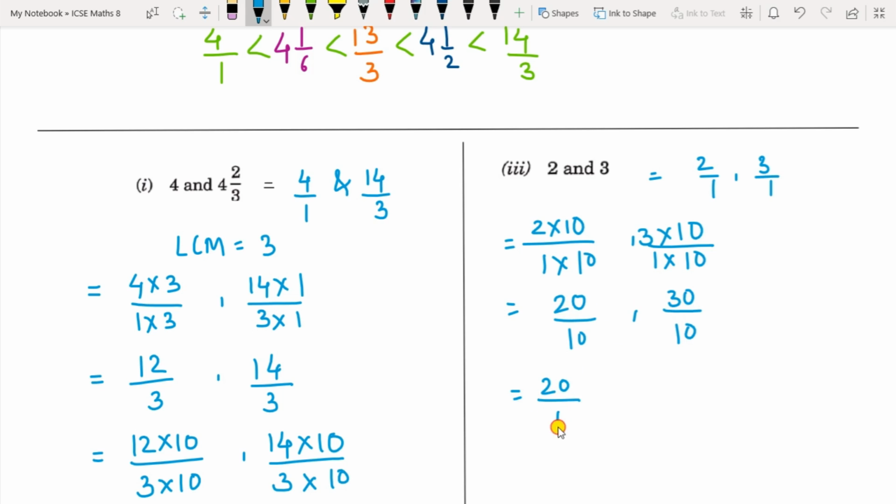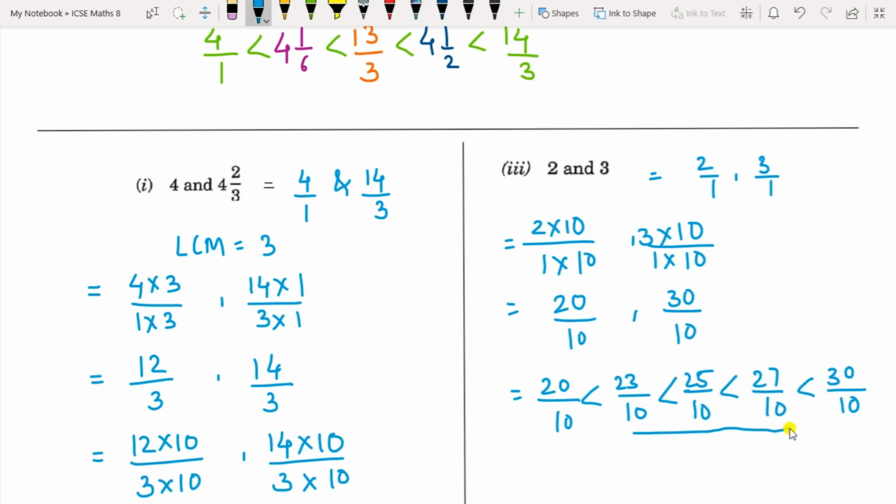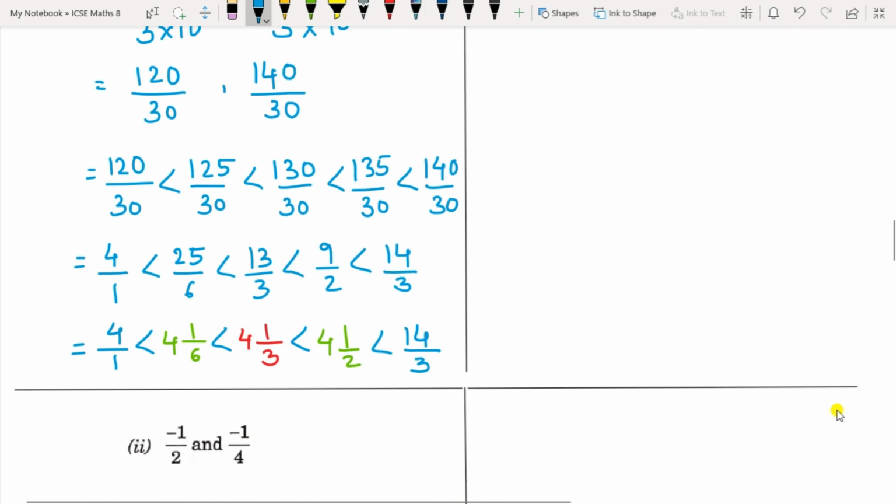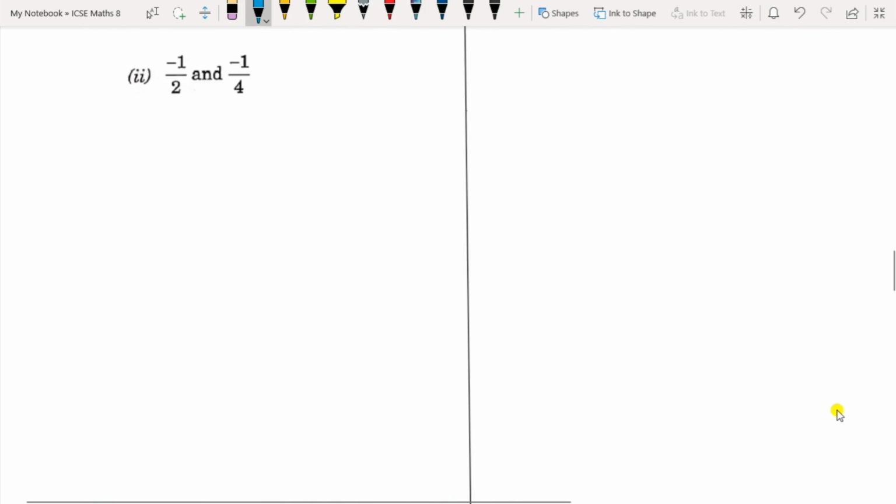So you can write 23 upon 10, 25 upon 10 and 27 upon 10. So these are the three rational numbers between 20 upon 10 and 30 upon 10. Okay. So if you multiply by 10, it makes the sum easy.